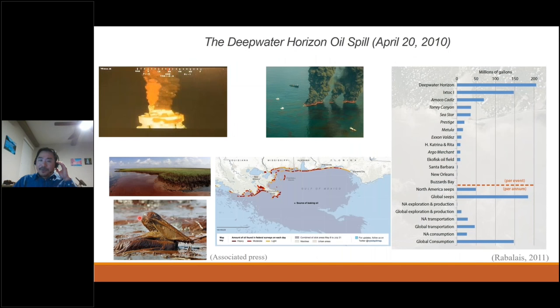So let me briefly talk about the Deepwater Horizon oil spill. This occurred in April 2010. This is the Gulf of Mexico. This is Louisiana, where the Mississippi River enters the ocean. This is the city of New Orleans. About 50 miles offshore is where the oil spill occurred.